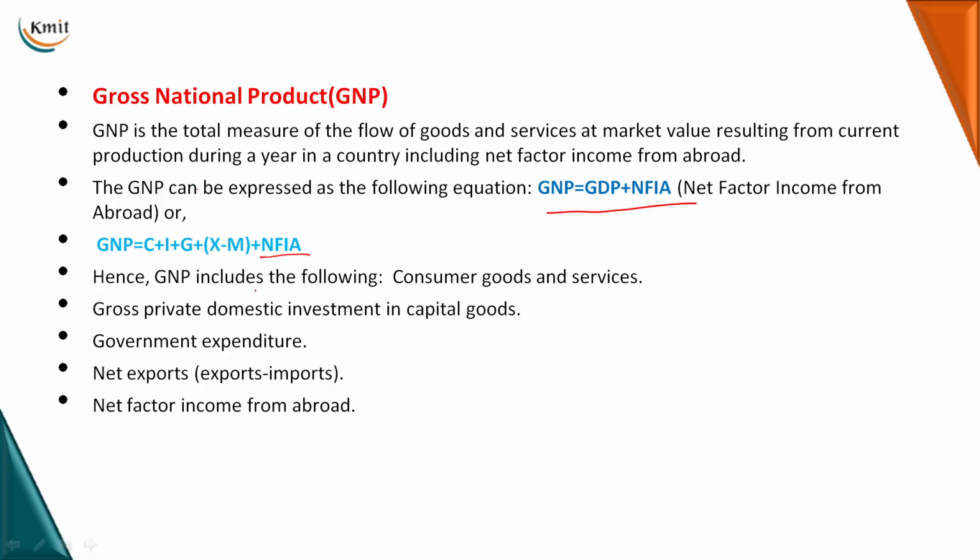So GNP includes the following: consumer goods and services, investments, government expenditure, net exports, as well as net factor income from abroad.